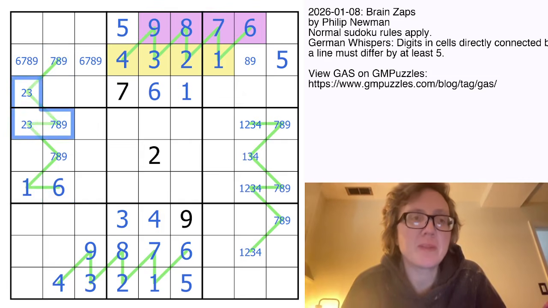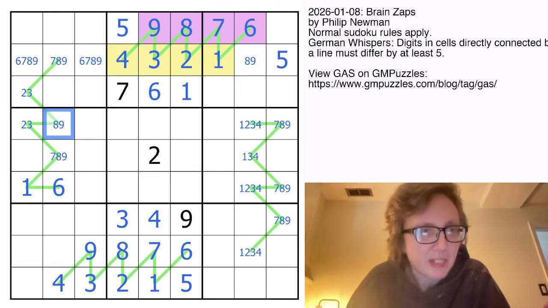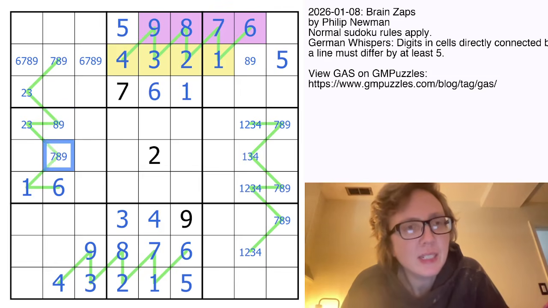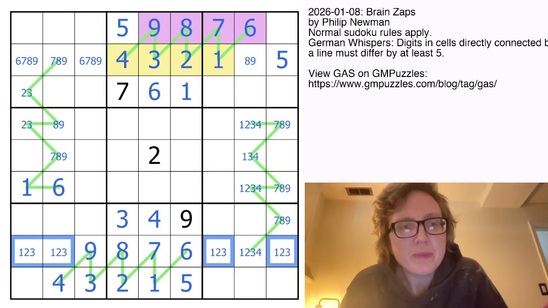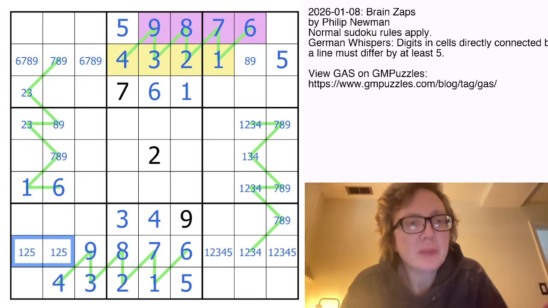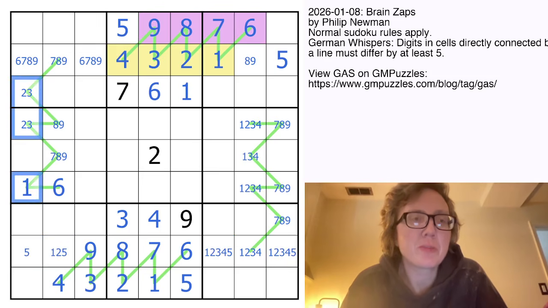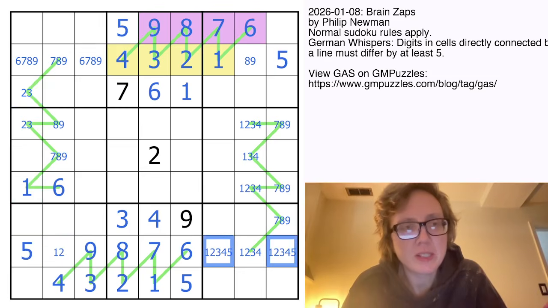Now 7 can't be between 2 and 3 again, so that's got to be either 8 or 9. And now what? Let's see. We need 1, 2, 3, 4, 5 in this row. That can't be 3 or 4. It also can't be 1 or 2 because we have this 1, 2, 3 triple. So that's a 5.